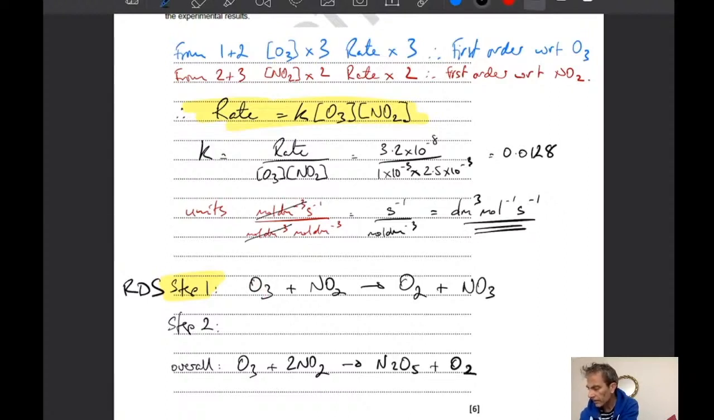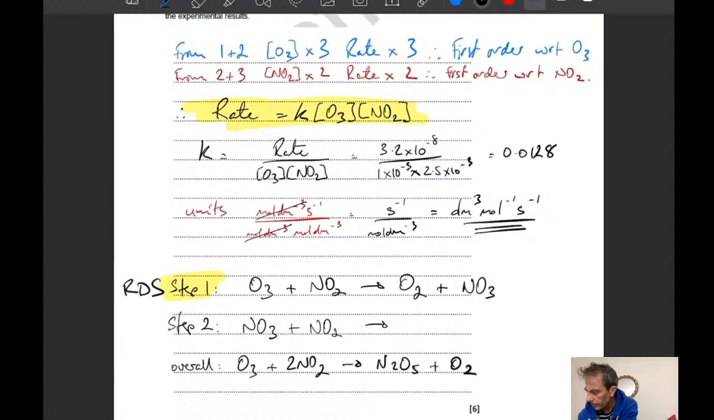Now the NO3 does not feature in the overall equation, so I need to get rid of it, and I do that by making it a reactant of the other step, step 2. Now, what else do we need? I need 2 moles of NO2 when I add the 2 steps together. I've only got one at the moment. So if I put an NO2 as a reactant in step 2, that gives me the extra NO2 I need.